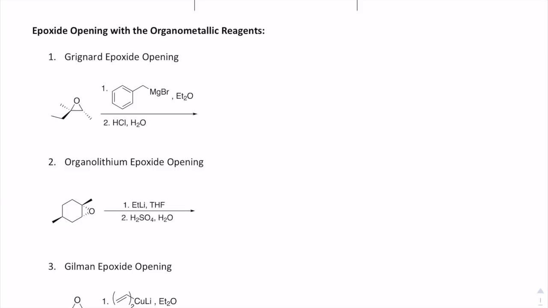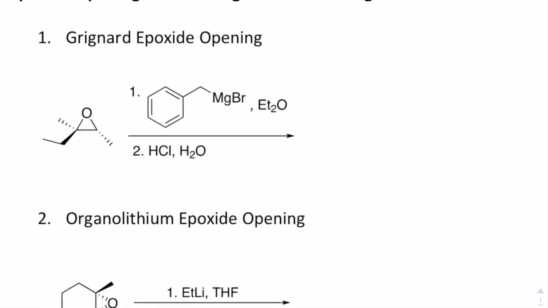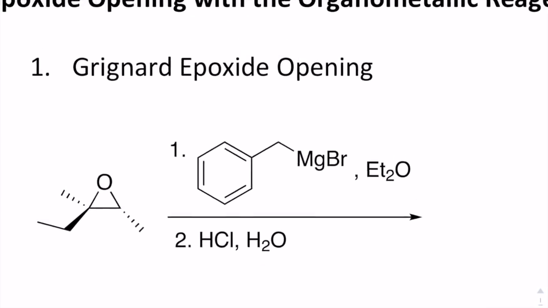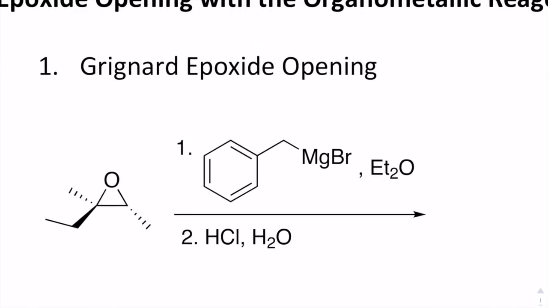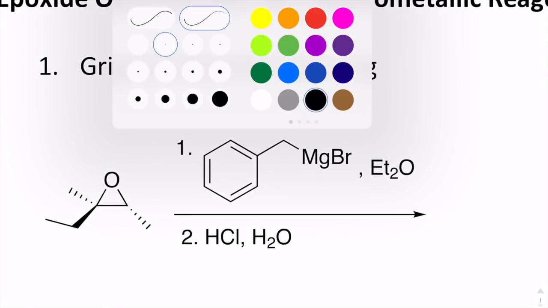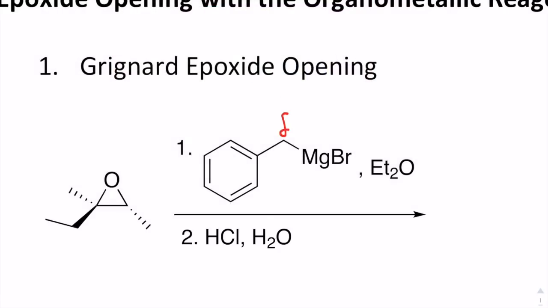So all of these organometallic compounds can react with epoxides as nucleophiles and open these epoxides. So let's just go through an example of each one to kind of reinforce that. So if we look at number 1, this is a Grignard epoxide opening reaction. So remember that we are nucleophilically negative at that carbon, and we have a regioselective choice of which carbon we want to attack on this epoxide. We can choose the more substituted or the less substituted.